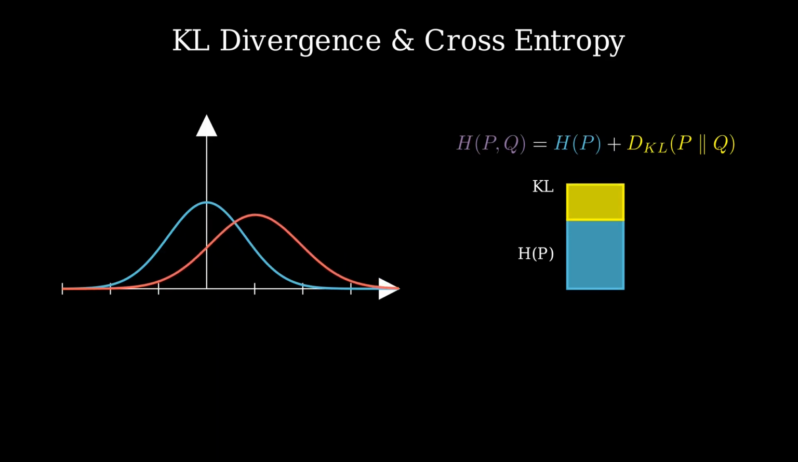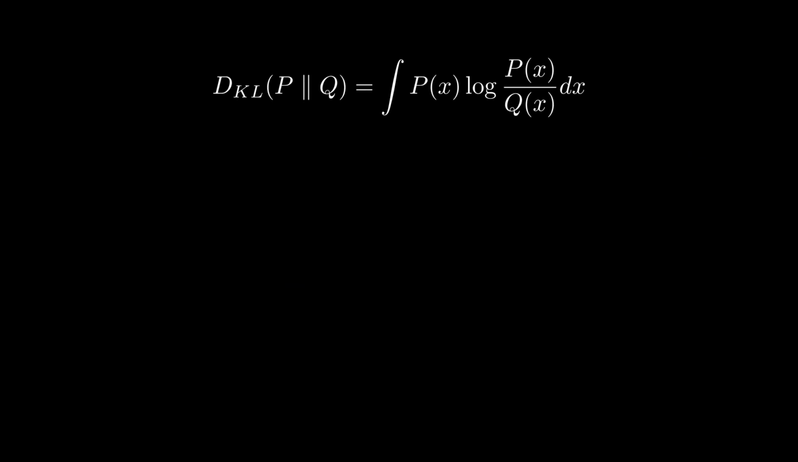As we move our model Q closer to P, the cross-entropy shrinks because the KL divergence vanishes. But the entropy of the truth remains. Mathematically, we are integrating the log ratio of P and Q, weighted by P itself. Let's visualize what this ratio means.